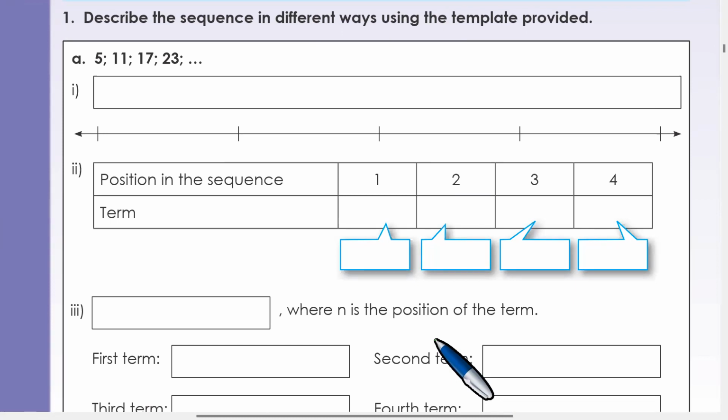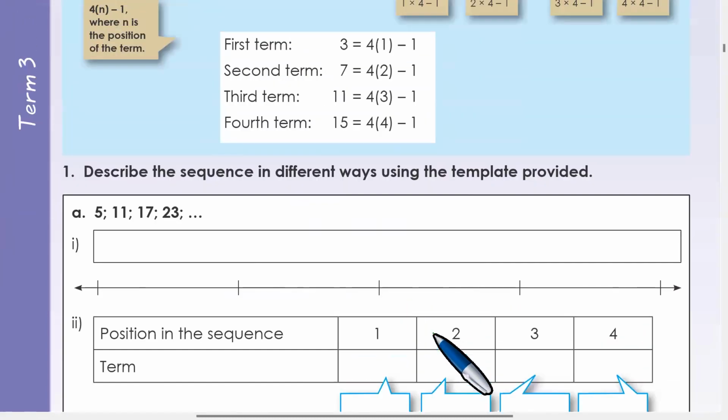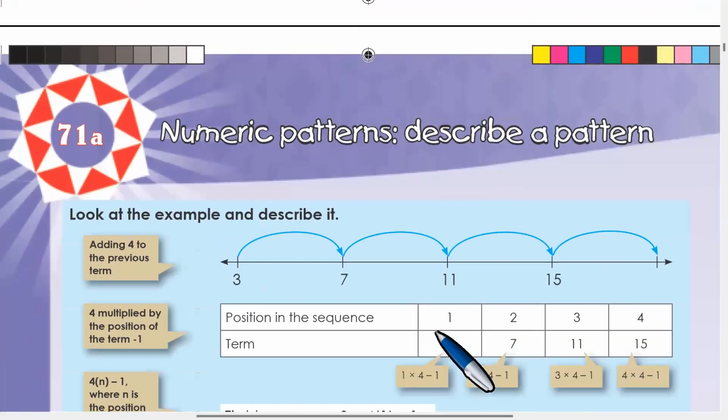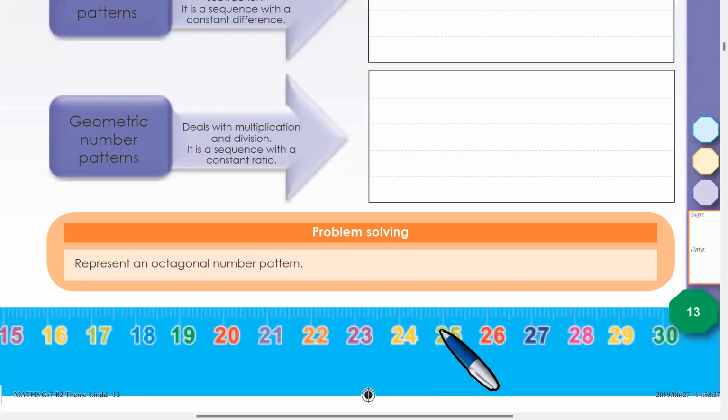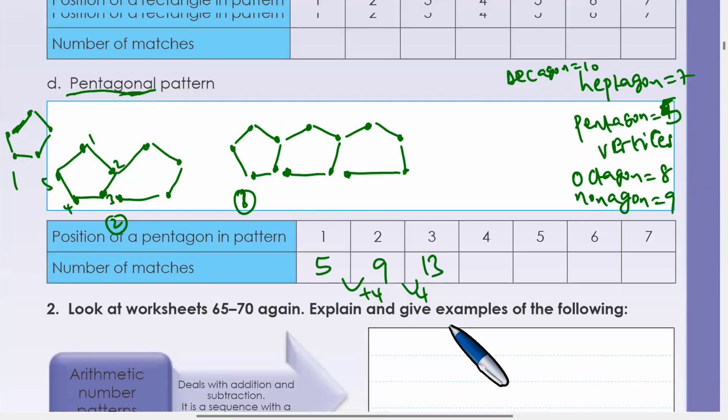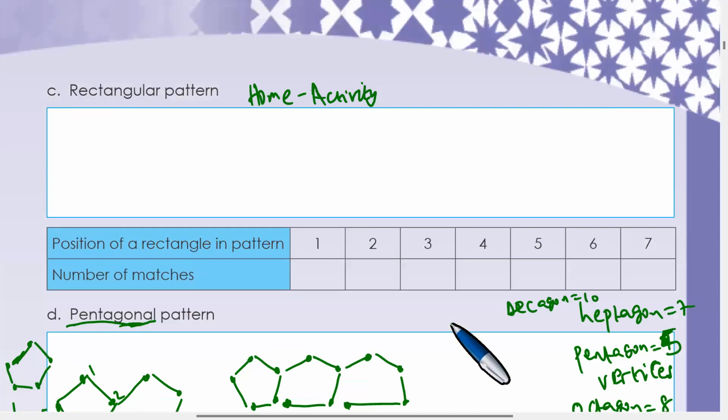Okay, so I've given you homework, and the homework is just to complete this rectangular pattern. We shall discuss that tomorrow, which obviously is equivalent to the square pattern. It has great similarities with the square pattern. We shall discuss that in my next appearance.